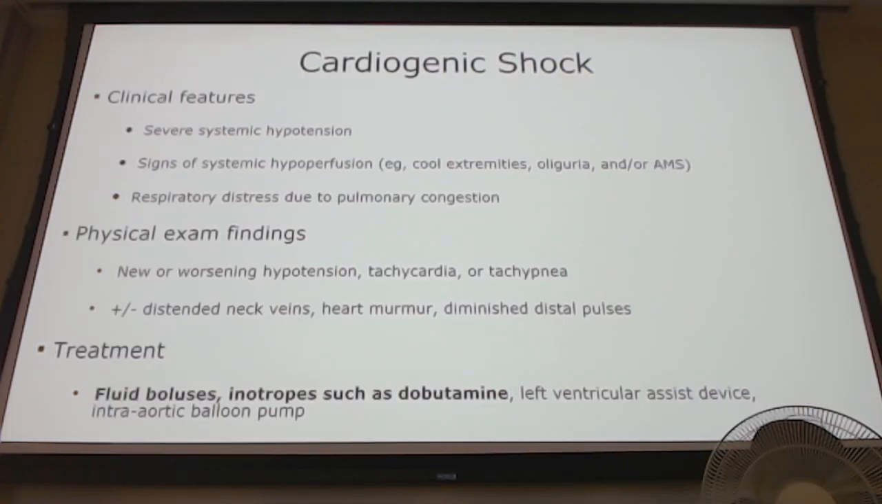Cardiogenic shock. So this presents with severe hypotension, and then you see signs of hypoperfusion. They have cool extremities, they're no longer producing urine, they may be altered, and then they can have respiratory distress. So when we see any new or worsening hypotension, or a change in vital signs during our evaluation, this is something we need to consider. We'll start with fluid boluses for that hypotension, and then we might add on an inotrope like dopamine.